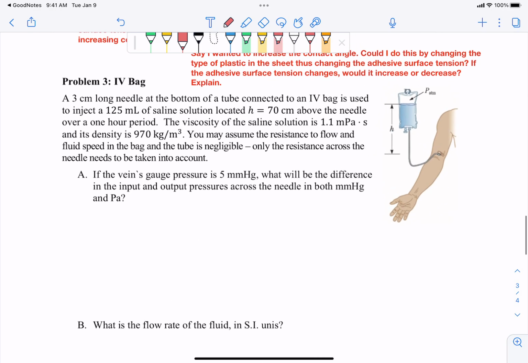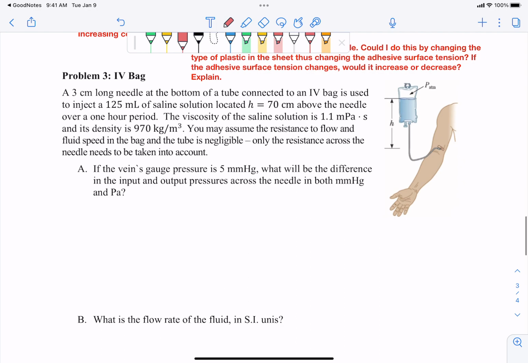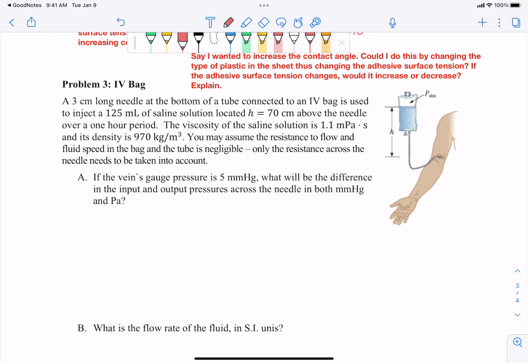Okay, so problem 3, IV bag. This is one of those MCAT problems where it tries to relate to physics for no good reason. It says a 3 centimeter long needle at the bottom of a tube connected to an IV bag is used to inject 125 milliliters of saline solution located 70 centimeters above the needle over a 1 hour period. The viscosity of the saline solution is 1.1 millipascal seconds, and its density is 970 kilograms per meter cubed. You may assume the resistance to flow and fluid speed in the bag and the tube are negligible. So only the resistance across the needle needs to be taken into account.